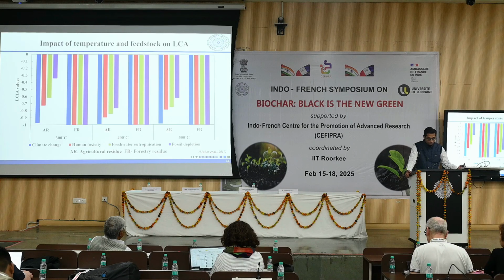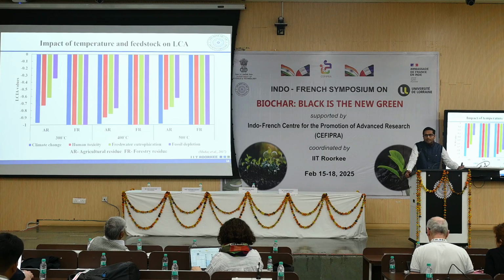Another thing: here the difference is given with respect to agricultural residue and forest residue. AR refers to agricultural residues and FR refers to forestry residues. Now with respect to agricultural residues, the climate change potential is almost the same across temperatures. It doesn't make much of a difference, because you are putting in more energy at higher temperature during the production of biochar, and you save the same amount of energy when you are replacing natural gas.